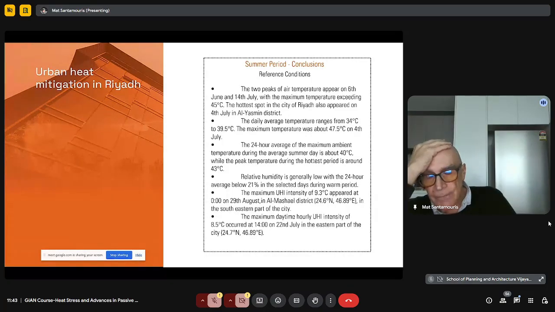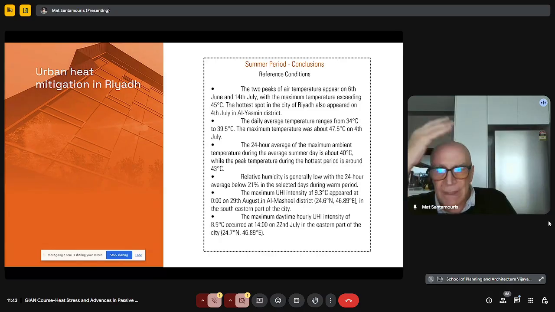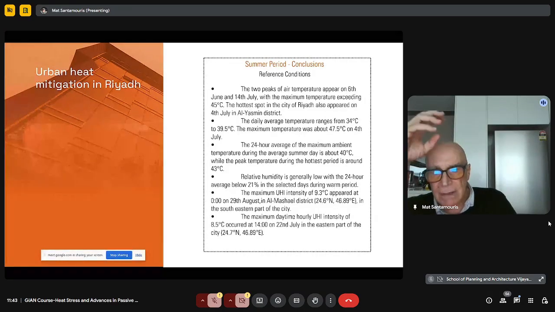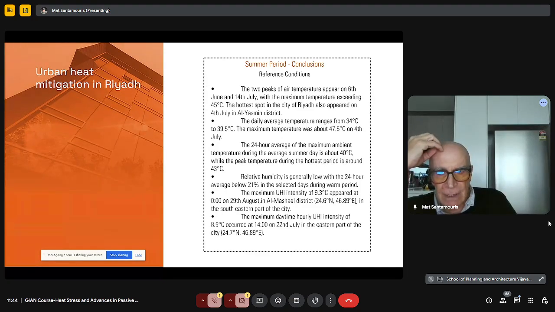So, based on the whole analysis that, of course, I tried to present to you very briefly, during the summer period there are two peaks of air temperature which appeared during the June period, with a maximum temperature which exceeds 45 degrees. And we know that the hotspots really appear in some parts of the city, the Al Yasmin district, which presents very high density. The daily average temperature was between 34 and 39.5 degrees. The maximum temperature was close to 45.7.